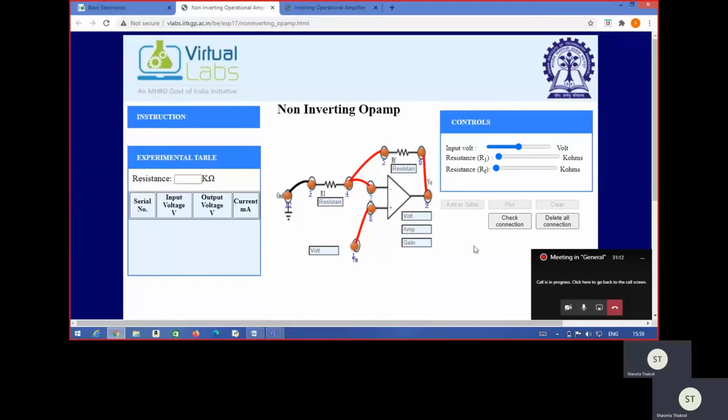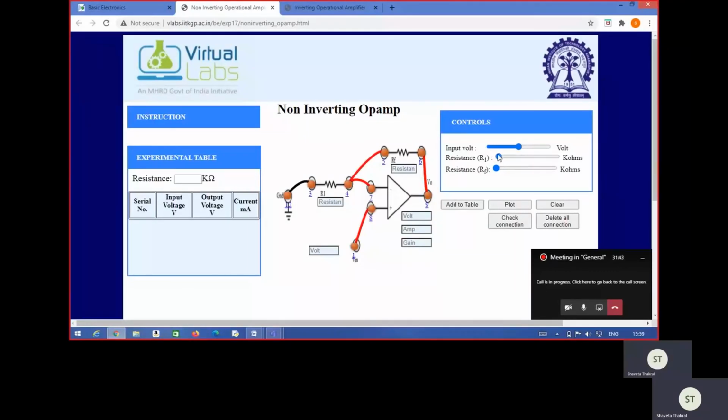Now we need to check the connection by clicking here, and the message displayed here is "right connection". That means we have done all the connections as per the guided instruction. Now we need to set the value of resistance R1 and the feedback resistance RF, as well as the input voltage. So we are changing the value of R1 and RF via these two tabs here, and both values lie in the range of kilo ohm.